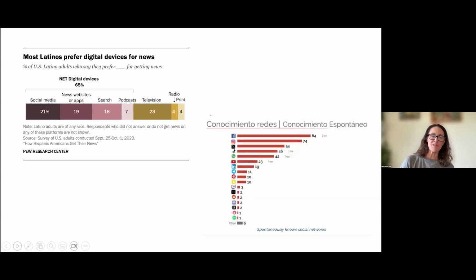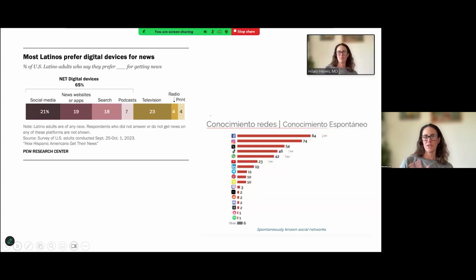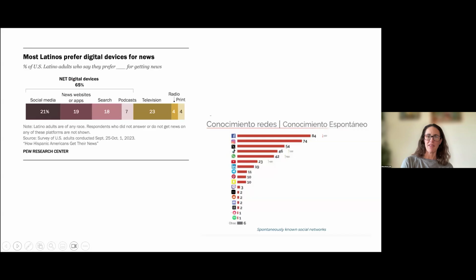News websites or apps is kind of second. They'll search for information, so making sure that you're working with someone who is good at search engine optimization, getting your information up high on a Google search. Then podcast, television, radio, and print. Someone brought up the idea of radio. Radio is powerful, but we need to make sure we're linking it to other things. So if you're doing a radio presentation, also pair it with a tweet or a Facebook announcement or whatever it may be. I think making sure that we're not using any of these in isolation is really important.